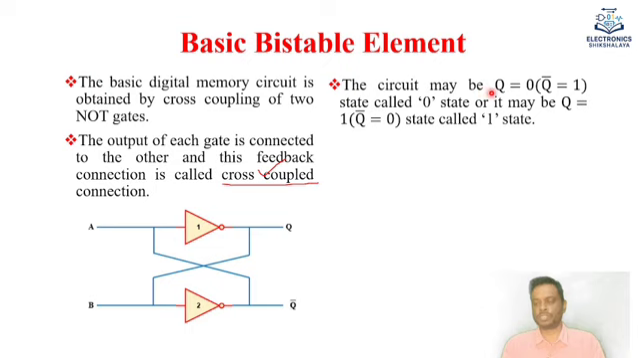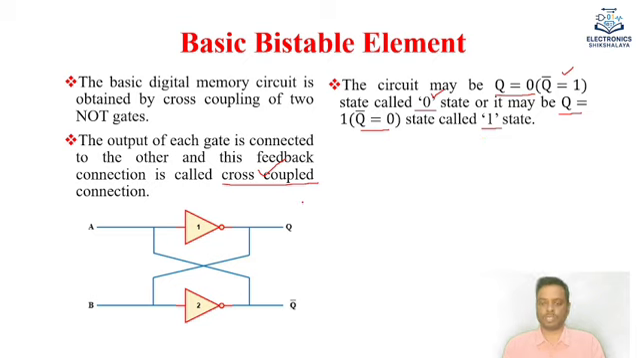So the circuit has two stable states. One is Q equal to 0, and another is Q equal to 1. Q equal to 0 is called the zero state, so it will store the digit 0. Similarly, when Q equal to 1, that is the one state. When Q equals 0, Q bar will be 1, and when Q equals 1, Q bar will be 0.